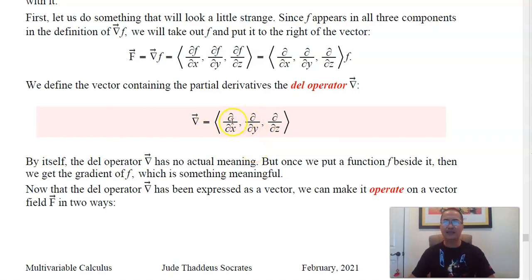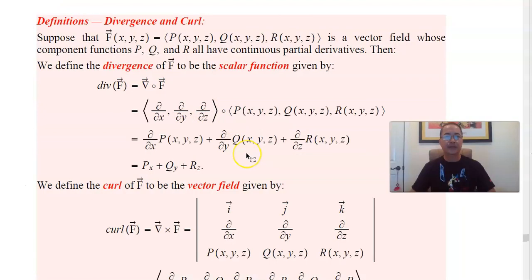And by itself, that's just kind of sitting there doing nothing. But as soon as we put a function beside it, then it can do something. So just like the capital D symbol for derivative, it doesn't mean anything by itself. It just means I'm waiting for you to give me a function and I'm going to give you the derivative. So it's the same thing over here. The del operator is waiting for a function in three variables, and as soon as you put it beside the del operator, then it's going to give you the gradient of your scalar function.